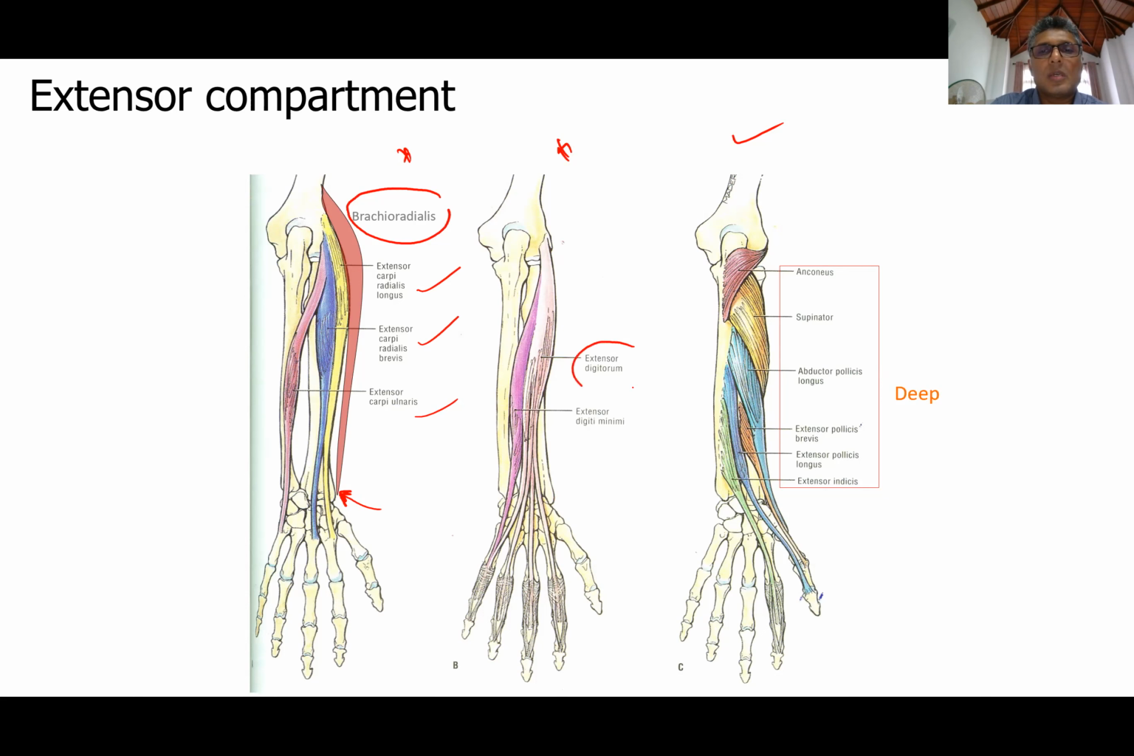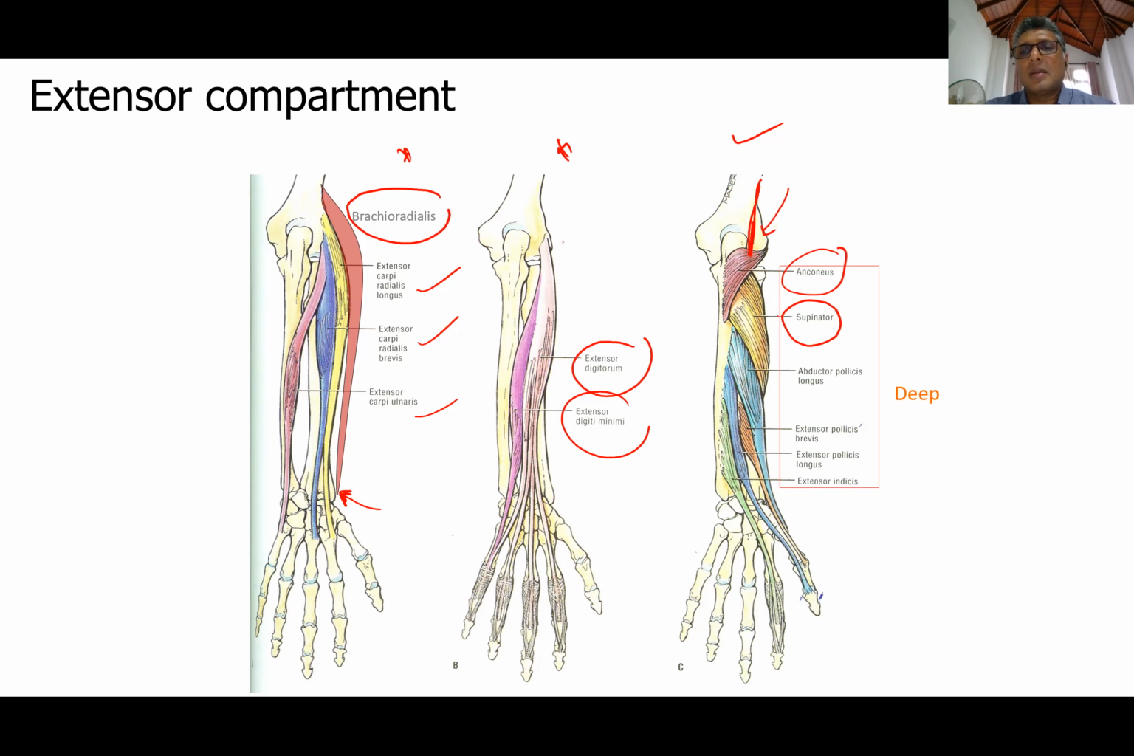Then you get the extensor digitorum and extensor digiti minimi in the superficial layer, whether it's superficial or deep, it doesn't matter, you can remember them. Then the deep one, you get supinator. Anconeus is a muscle there. It's actually an extensor of the elbow joint, supplied by the radial nerve. Then the supinator, it's an important muscle that with the biceps supinates the forearm. We'll come back to it in a future slide.